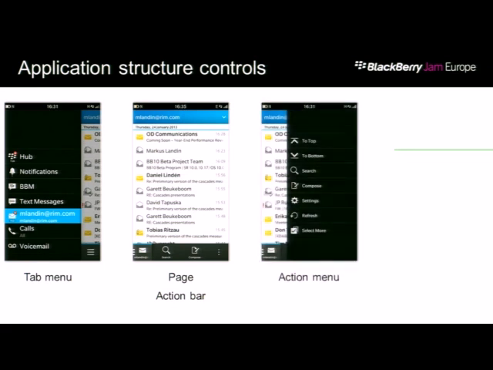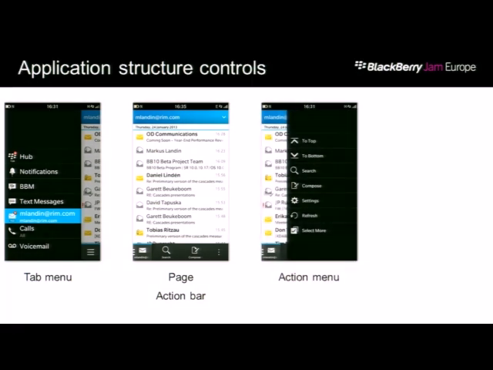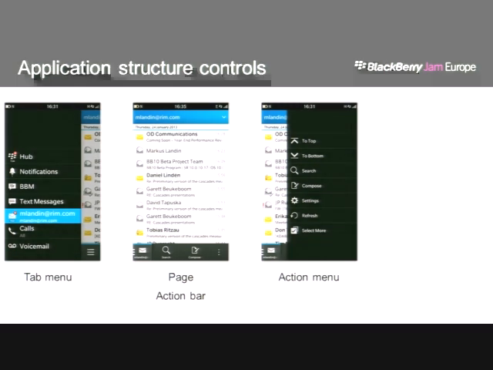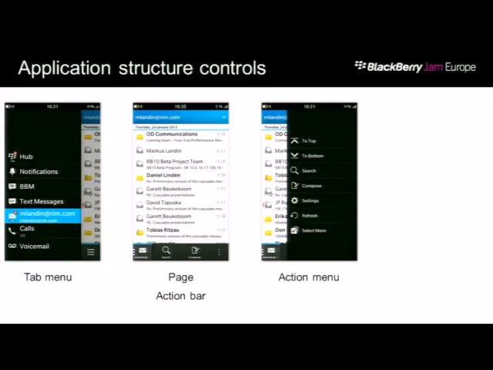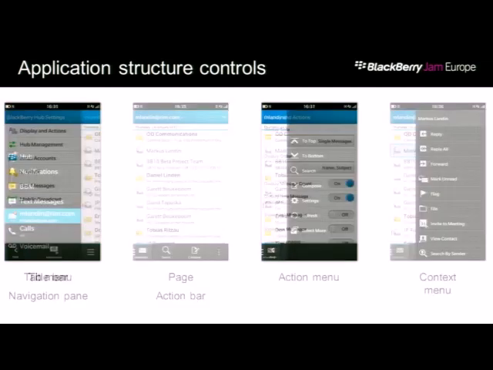And the user can choose which page to navigate to. Another interesting menu here is the action menu. If you have more actions than fit in the action bar, these would be displayed in this action menu. And if you have actions that are specific to the list items, let's say that you long press a list item, you get the context menu. So here you have all the actions that go with the items in your list.